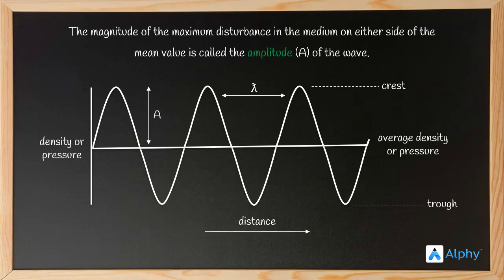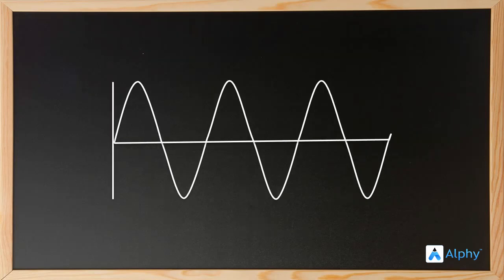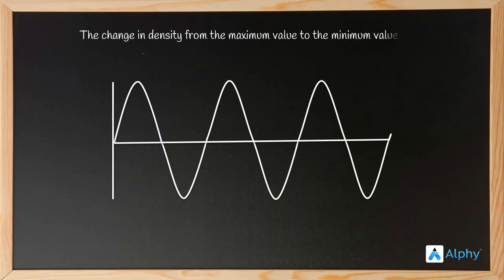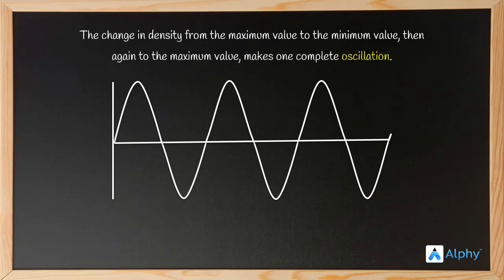This is a rather finished diagram of the wave with its basic characteristics, but there are some more which have to be looked at. So for this, we will take an unlabeled wave diagram to understand. The change in density from the maximum value to the minimum value, then again to the maximum value makes one complete oscillation. You may have learned that a pendulum oscillates. An oscillation is basically an object coming back to a certain point after crossing all the points in a system.